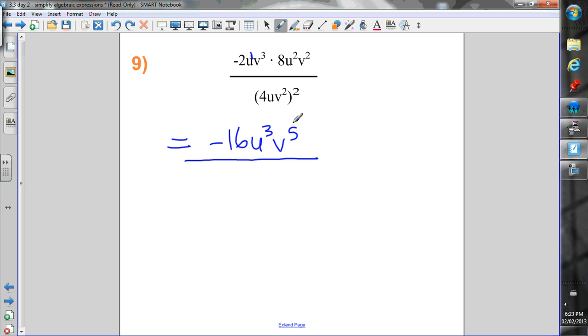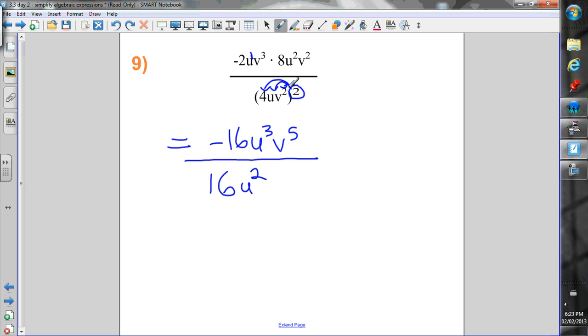Now let's simplify the denominator. So I have a power of a power down here. So don't forget to apply this exponent of 2 to everything inside the brackets, to the 4, the u, and the v squared. So let's do that. 4 squared is 16. U squared is just what I said, u squared.